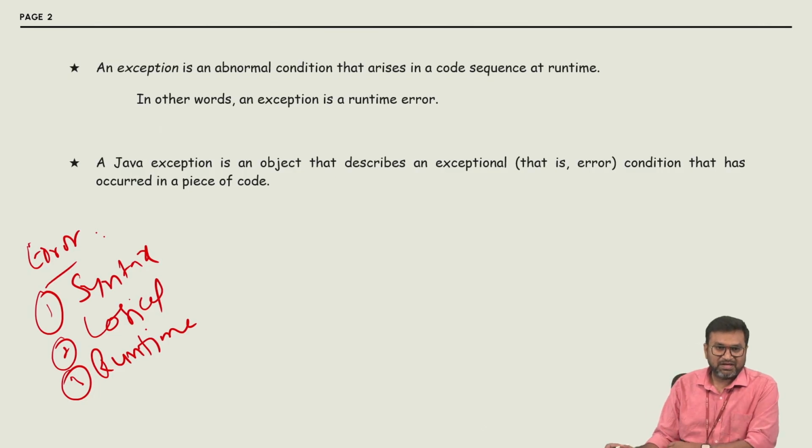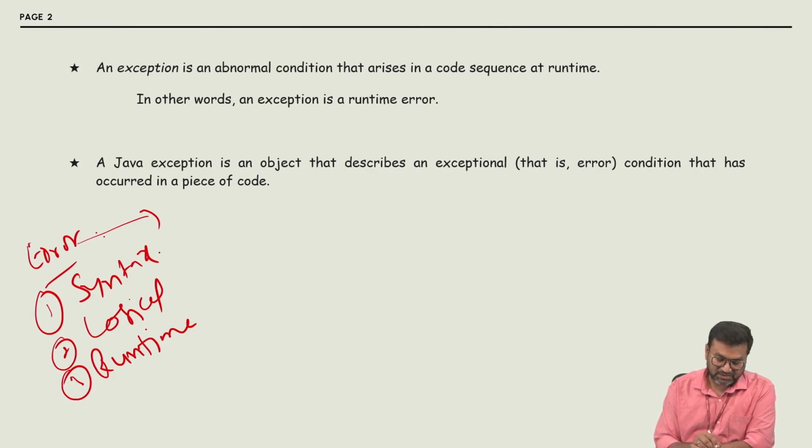So what exactly is an error? An error is a mistake made by the programmer. While writing code, we make many mistakes, and you can treat that as an error. It might be a syntax error, or a logical error, or it might result in a runtime error.